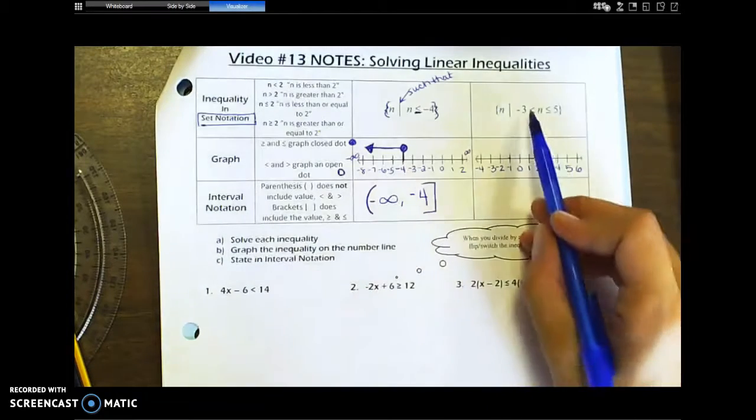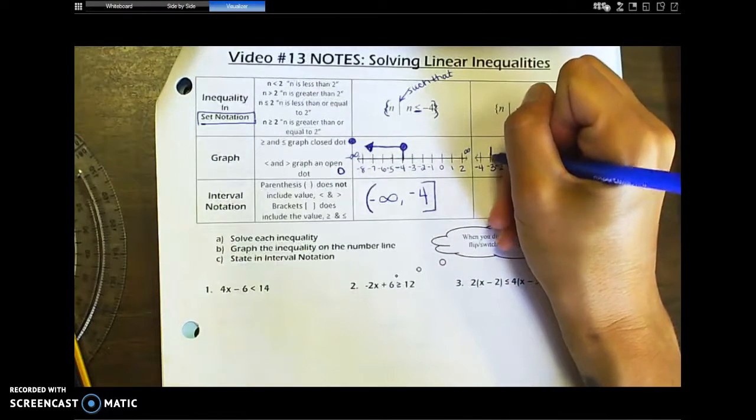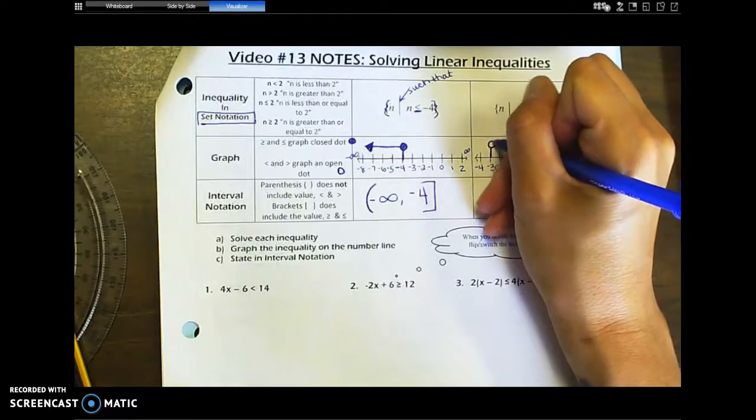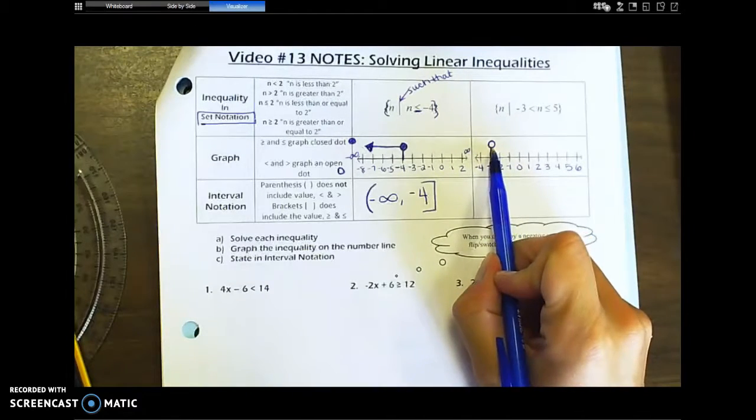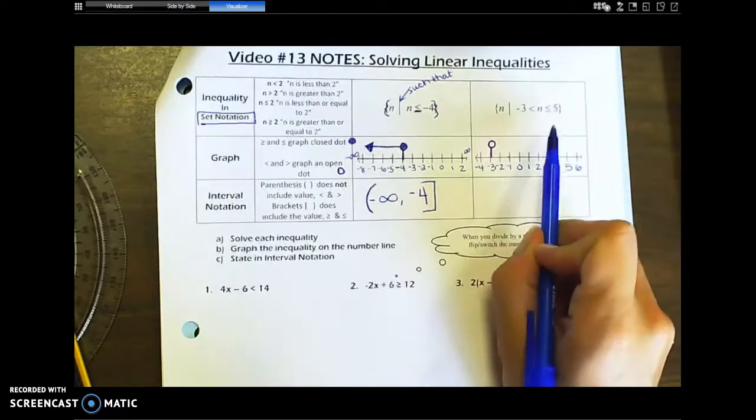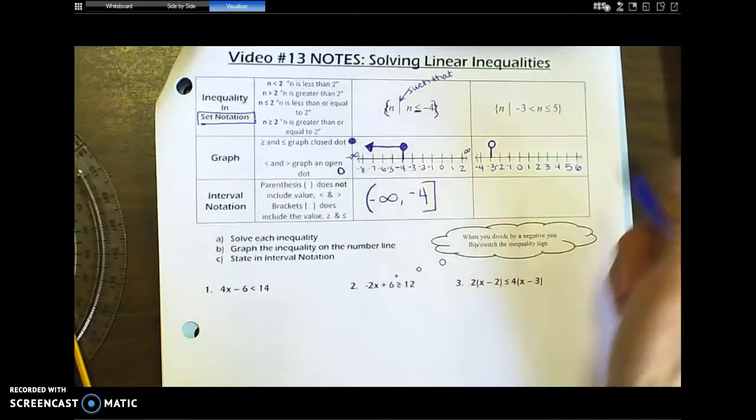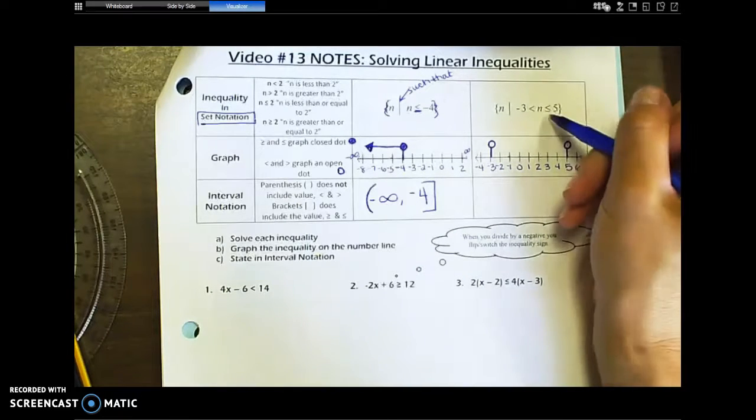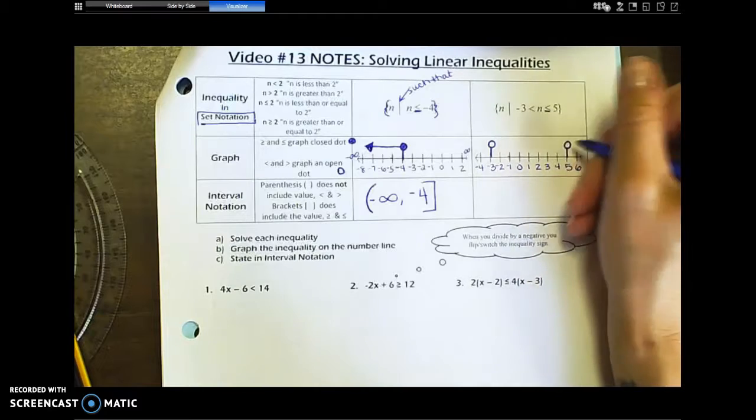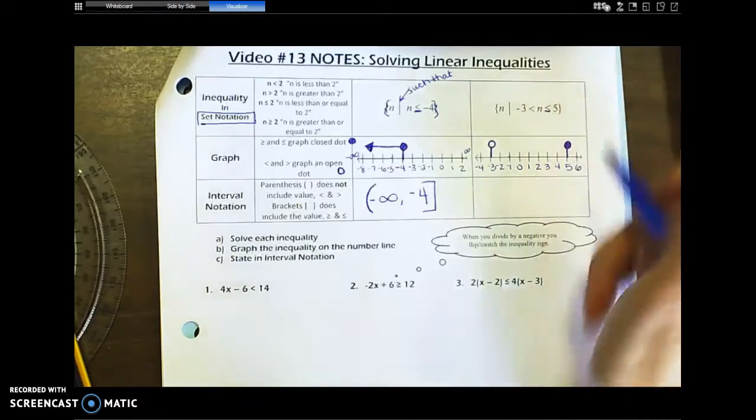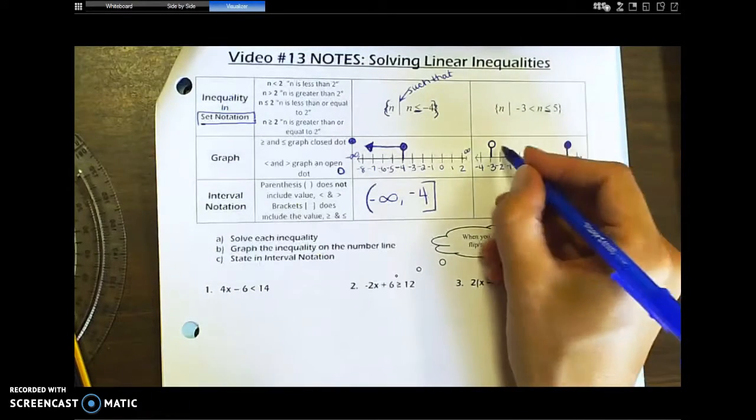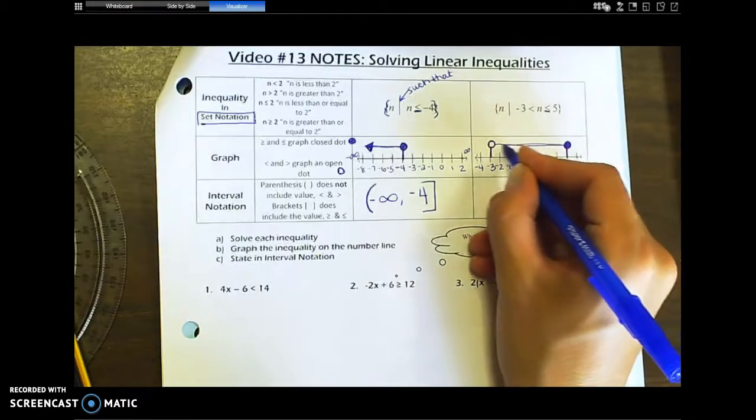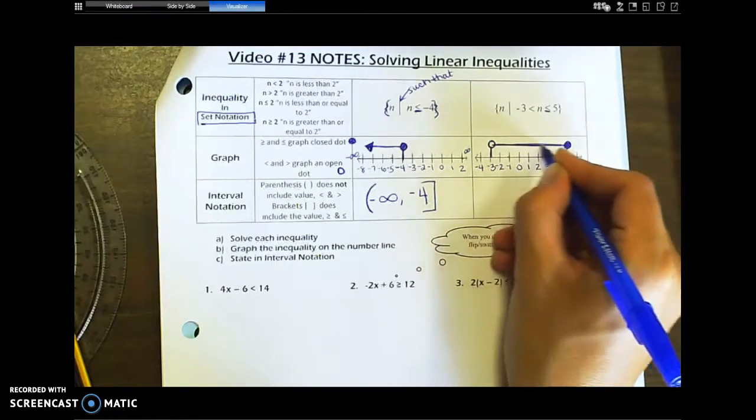So now above the -3, we're going to put a circle. Now we have to decide, are we going to fill that in? Well, there's no line, so no fill. Then our second number is 5, so I go above the 5. This time I put a circle, because we can be equal to, there's a line, so we fill it in. Now n is between, so we put our line for in between.